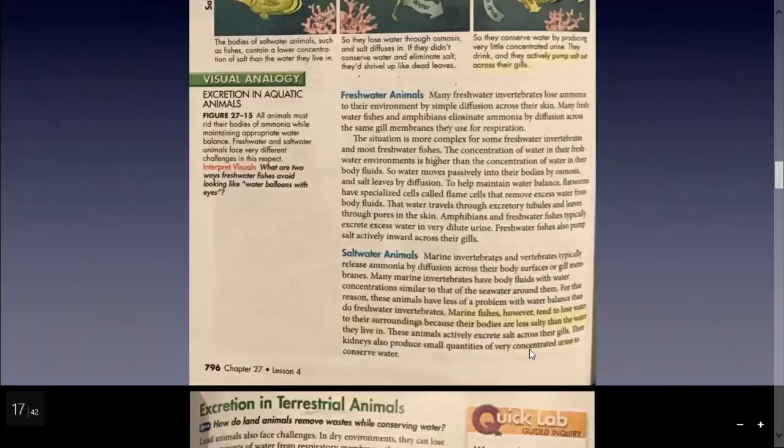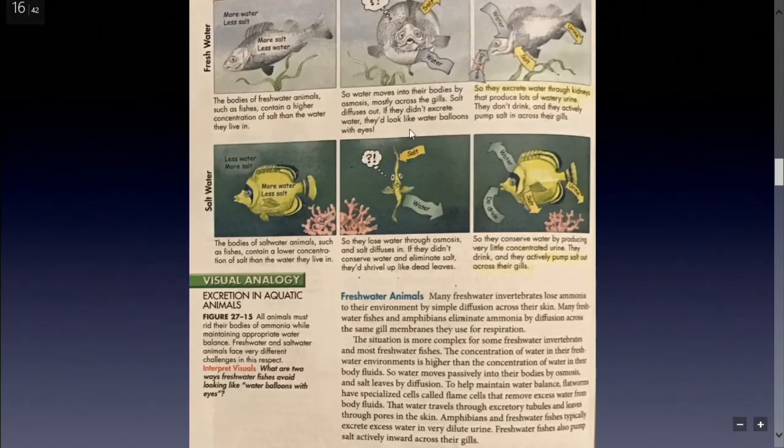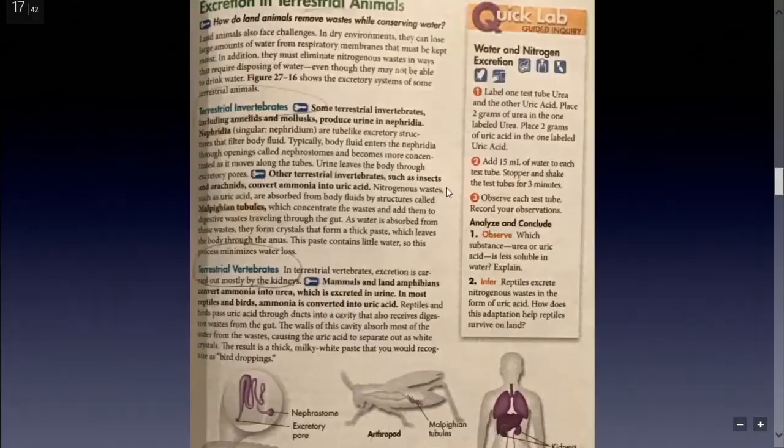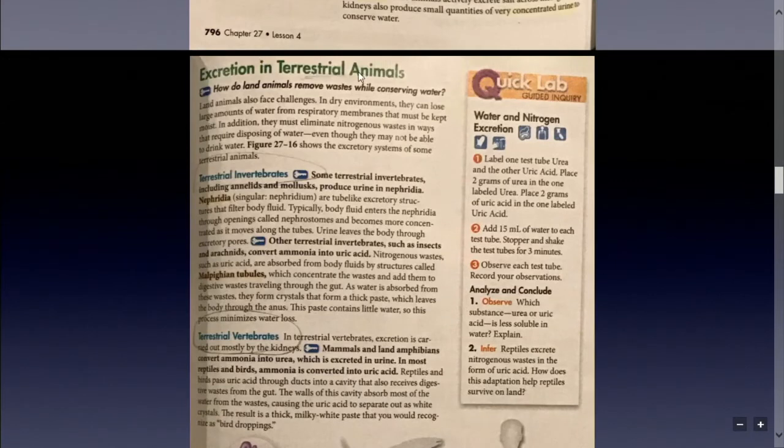Okay, so we looked at the difference there between freshwater animals and saltwater animals. That's a nice diagram. You could probably do a Google search of freshwater and saltwater fish dilemma, and you'll see lots of other illustrations of this that might make more sense than this little cartoon, but I'm just going to leave this so we can start talking about terrestrial or land animals.